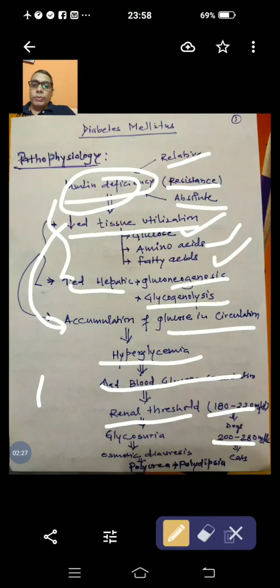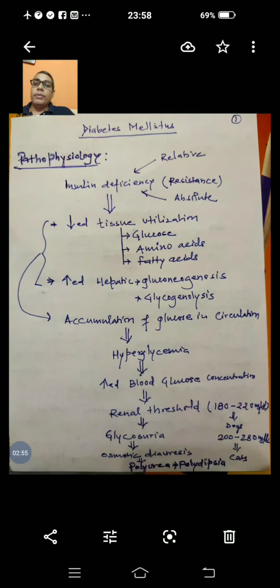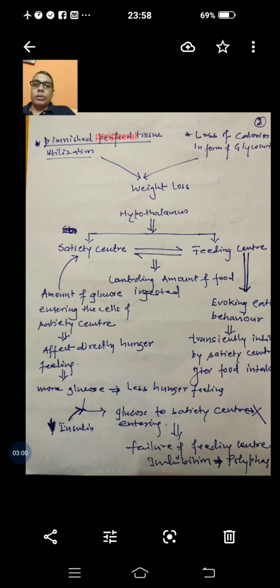Once there is presence of glucose in urine, it is called glycosuria, and because of the presence of glucose in the urine, you will find osmotic diuresis, and the condition called polyuria will be there. Once the polyuria is there, compensatory polydipsia will be there in that diseased dog. So this is the reason for occurrence of the polyuria polydipsia condition in dogs.